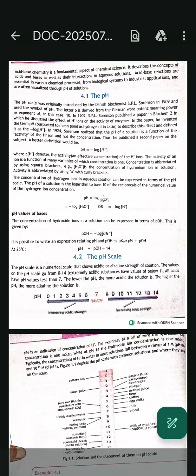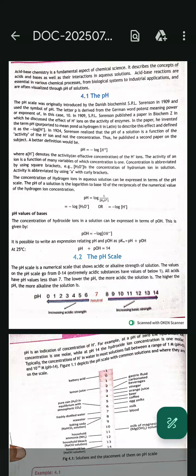So the chapter we are going to start today is acid-base chemistry. Acid-base chemistry is a fundamental aspect of chemical science. It describes the concept of acids and bases as well as their interactions in aqueous solutions. Acid-base reactions are essential in various chemical processes from biological systems to industrial applications, and are often visualized through the pH of solutions.